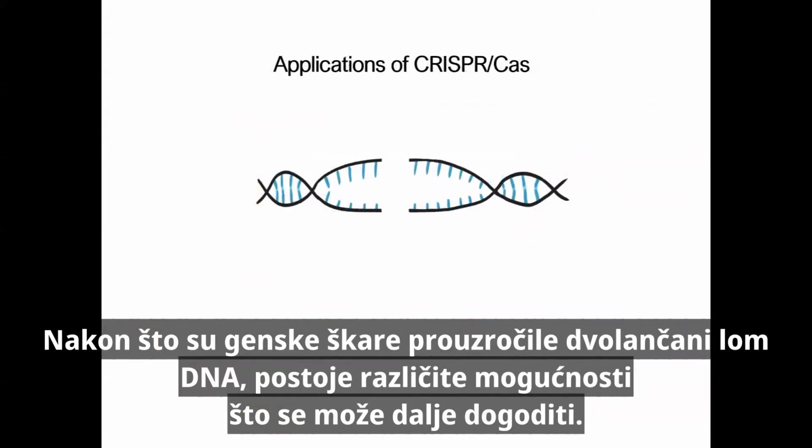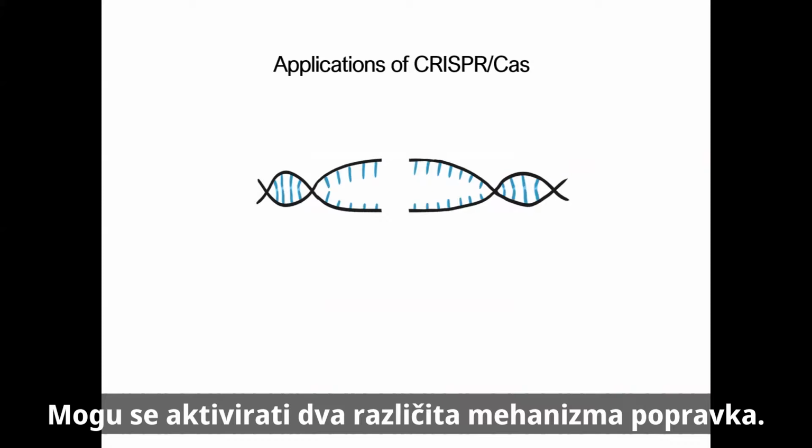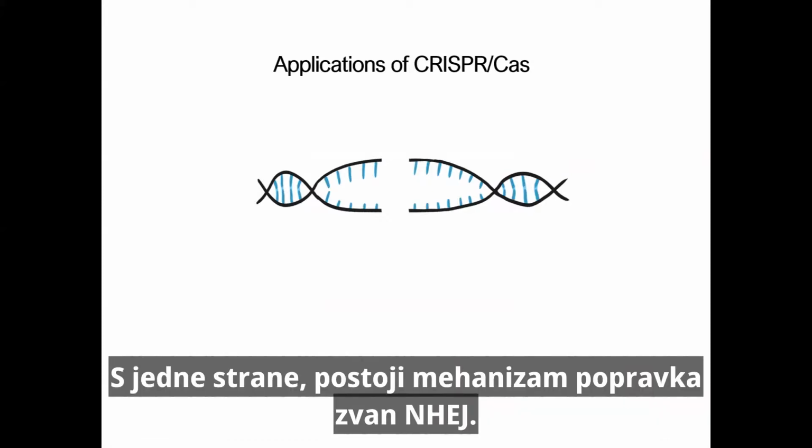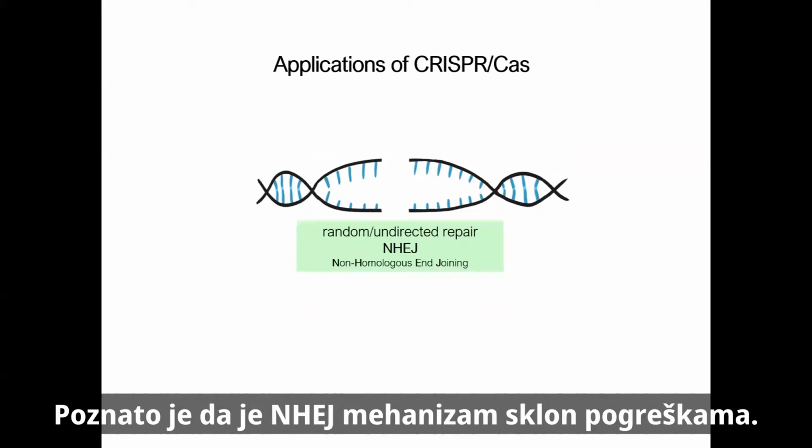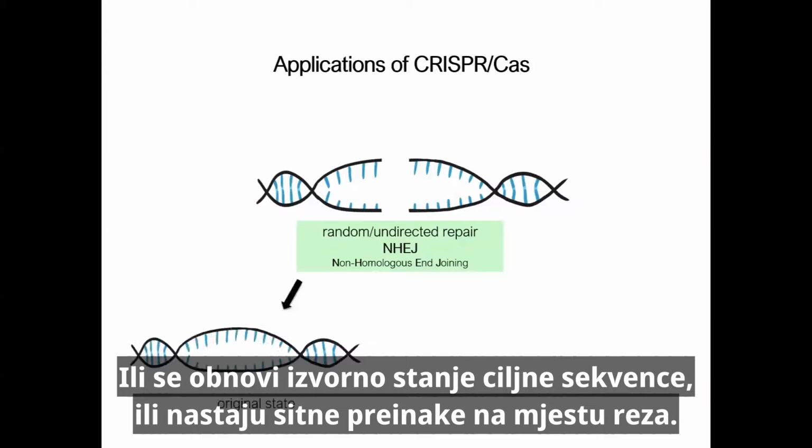After the gene scissors have caused the DNA double-strand break, there are different possibilities of what can happen. Two different repair mechanisms can be activated. On the one hand, that is a repair mechanism called NHEJ. The activation of NHEJ leads to a random and undirected repair of the DNA damage. The NHEJ repair is known to be error-prone. Either the original state of the target sequence is restored or small alterations are generated at the cutting site.